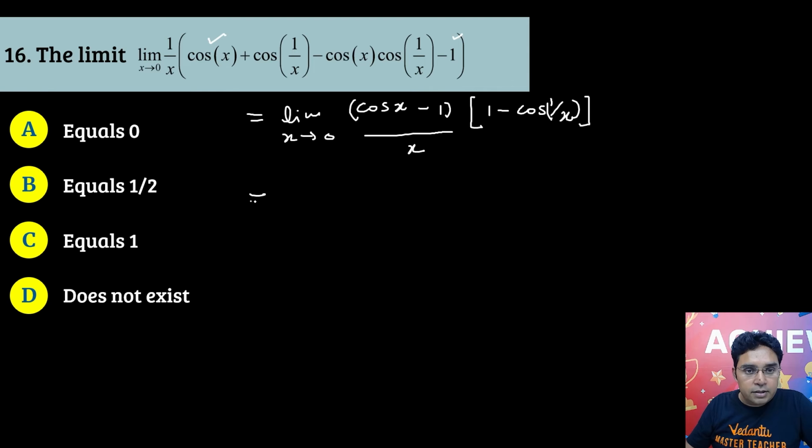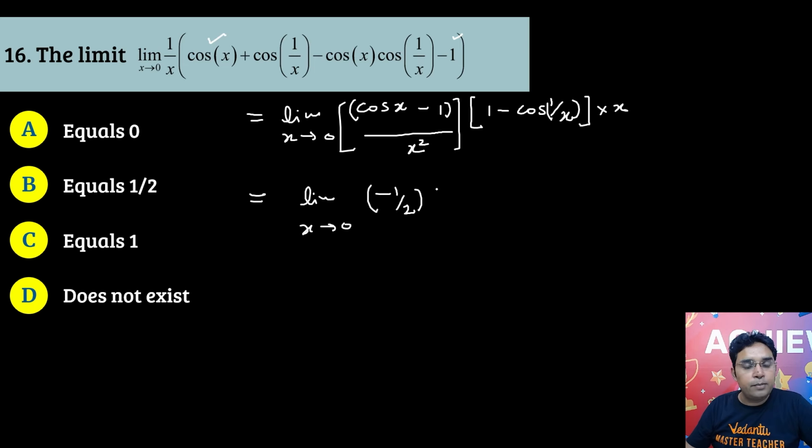Now please notice that if this was x square here, so let me multiply by x here, then we would get this as some finite limit. In fact, that is a standard result, that we get this to be equal to minus 1 by 2. If it was 1 minus cos x upon x square, then it would be 1 by 2. Then it is 1 minus cos of 1 by x into x. Now, as x approaches 0, 1 by x will approach infinity.